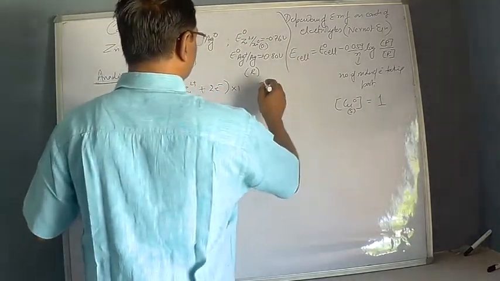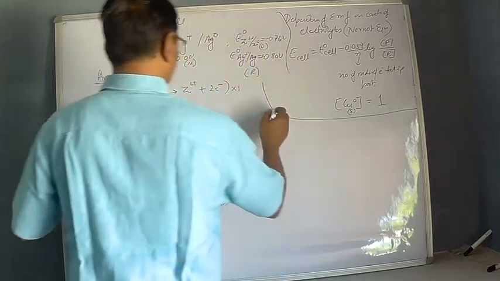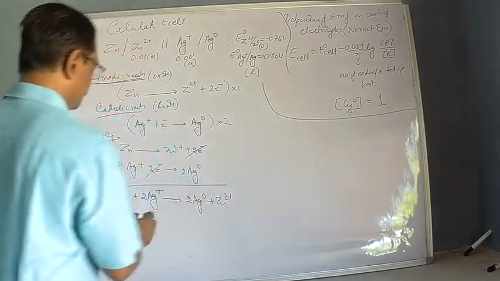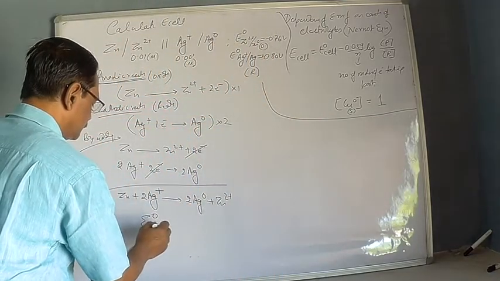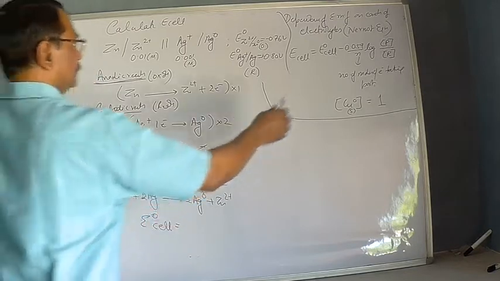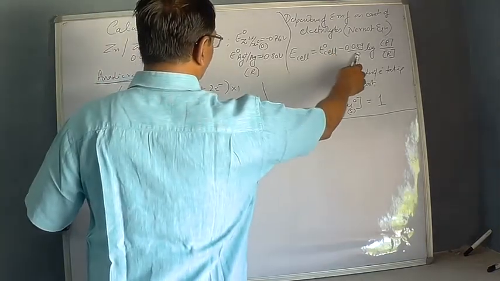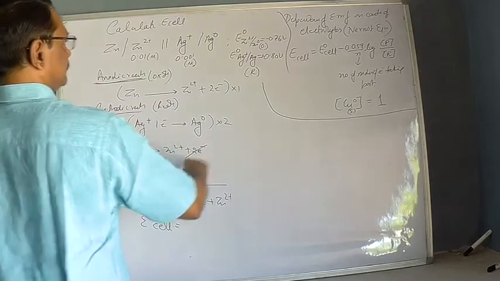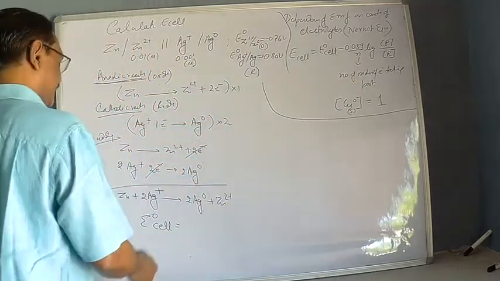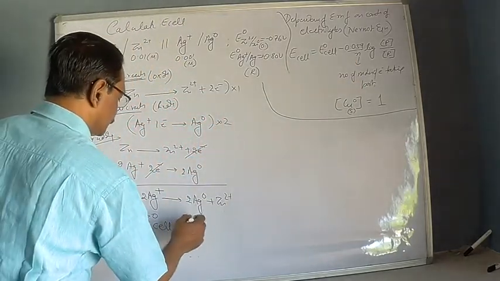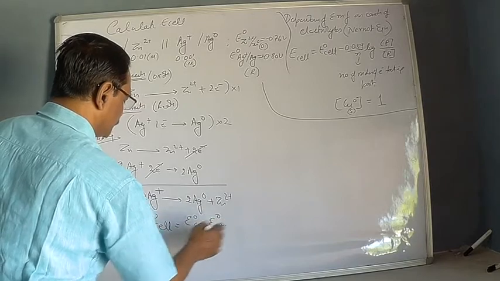So in the next step, I am just going to first calculate E0 cell, because I require E0 cell here and I know very well the 2 electron part. I'll just make you understand. So E0 cell was E0 cathode minus E0 anode.